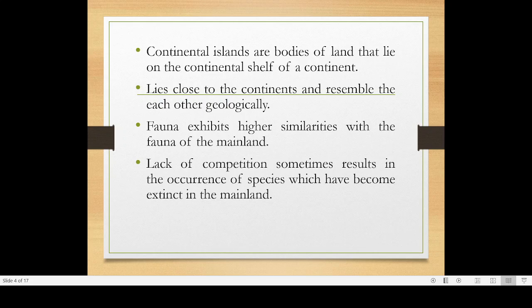There we can also find very large giant tortoises. So all these exhibits are examples showing that sometimes a lack of predators or a lack of competition or competitors can lead to the development of new types of species. That is the point they have mentioned here.